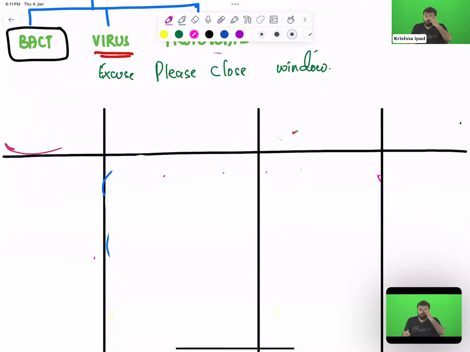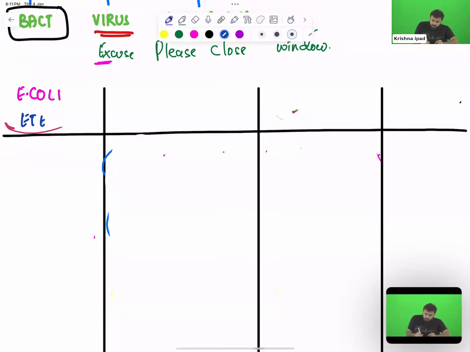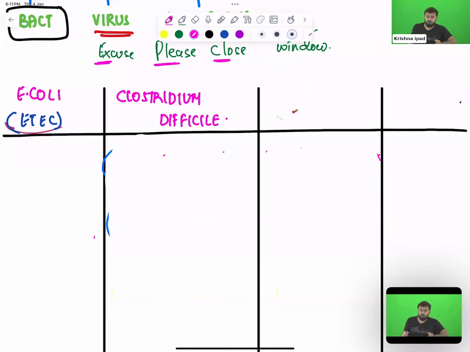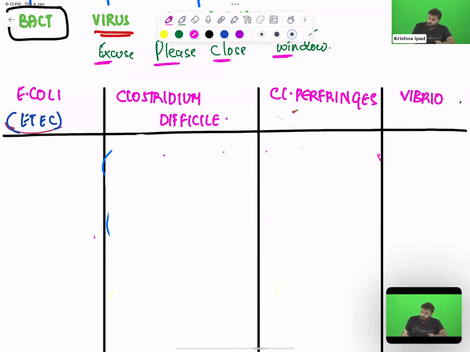Now, what do you mean by excuse me? E stands for E. coli. So what type of E. coli is this? Enterotoxigenic E. coli. Next important thing is close, CLO. What does CLO stand for? Clostridium difficile. In the same way, there is PLE. What does PLE stand for? Perfringens. Clostridium perfringens. And finally, window is WI, but VI in the sense Vibrio cholera.